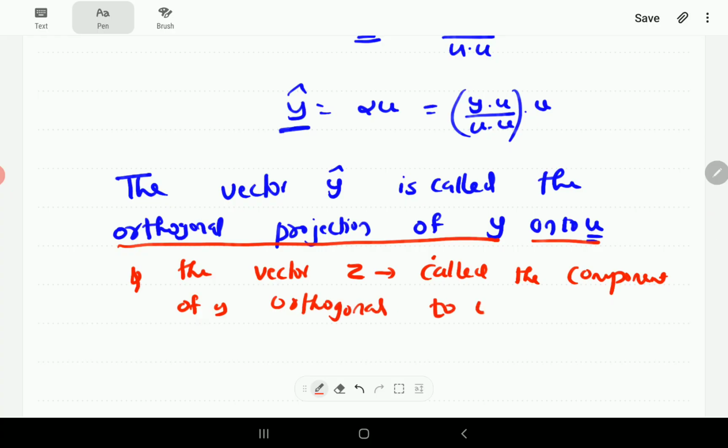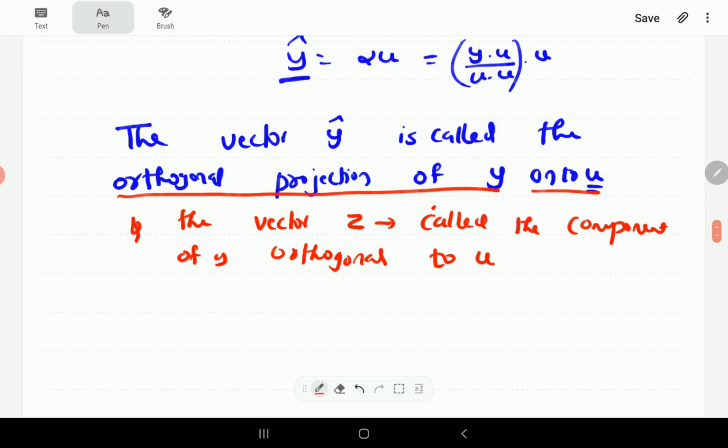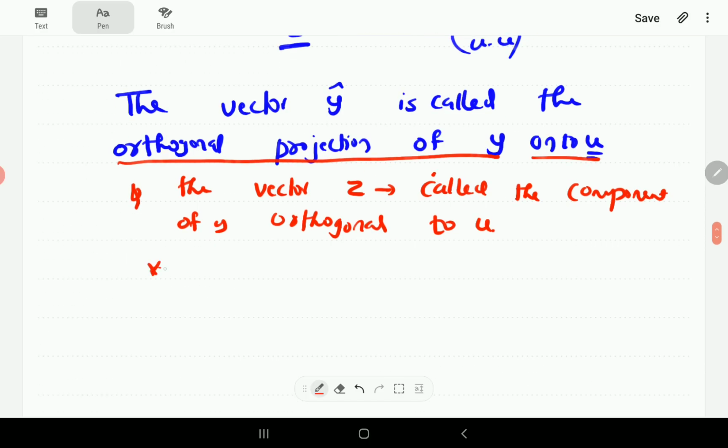Orthogonal to u. And sometimes your y cap, we usually write this as projection of y onto the, this we write it as projection of y onto this. We also write sometimes as this. So this is nothing but what, y dot u upon u dot u into u. Okay, this is how we define.